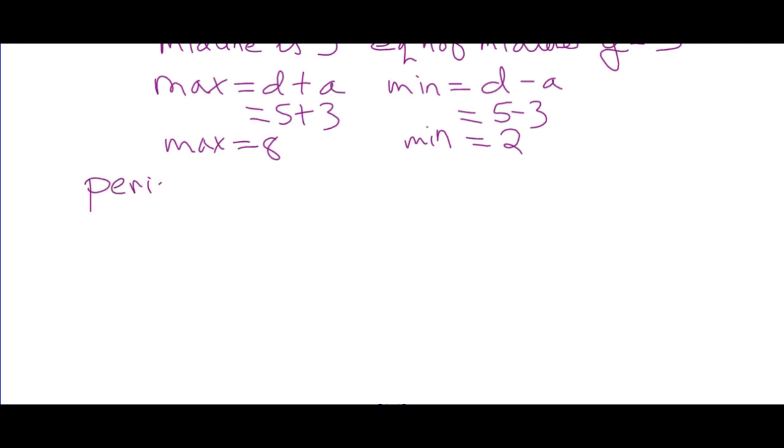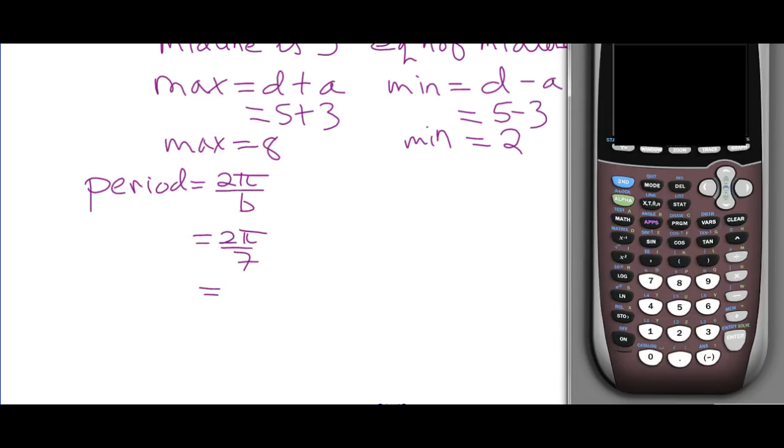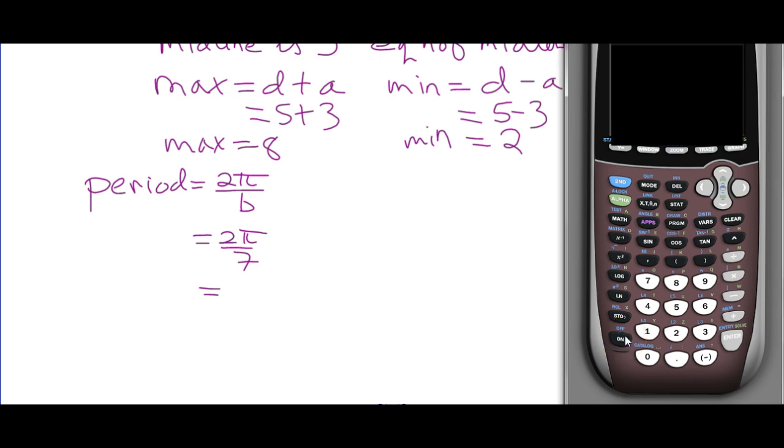On your formula sheet, period is 2 pi divided by B, which is 2 pi divided by 7. And so I'm actually going to work that out. I want a number, right? Because we want to be able to graph that.